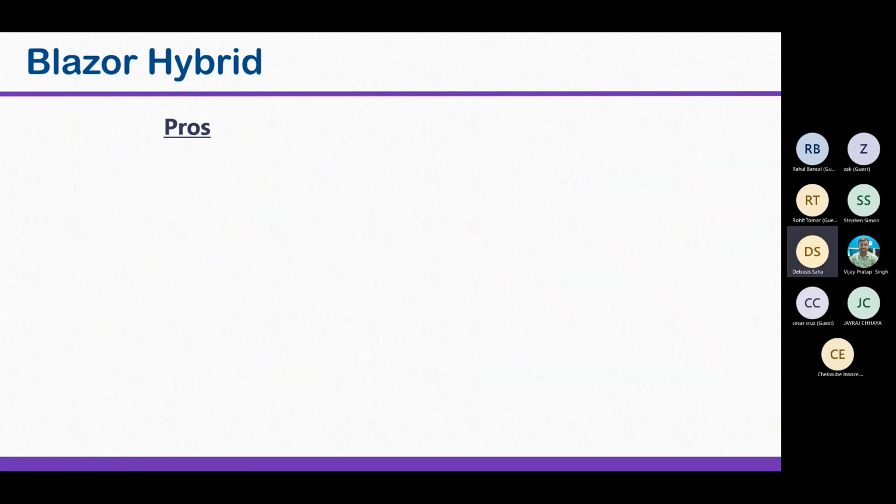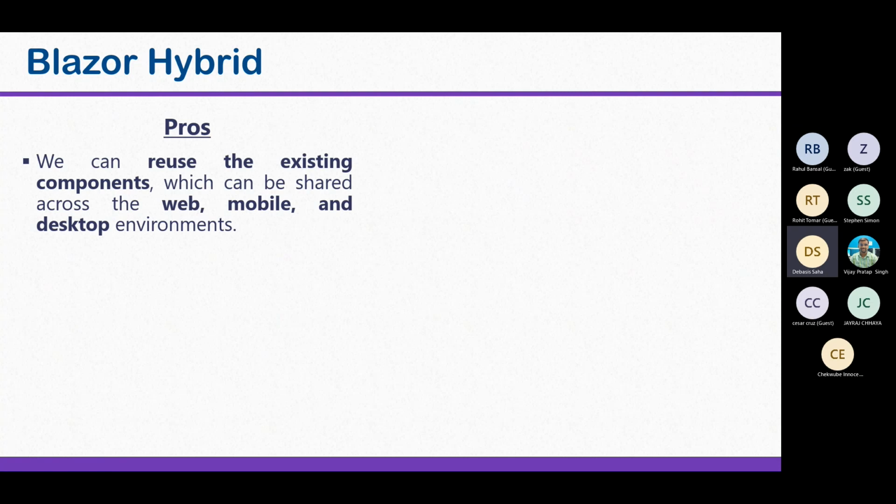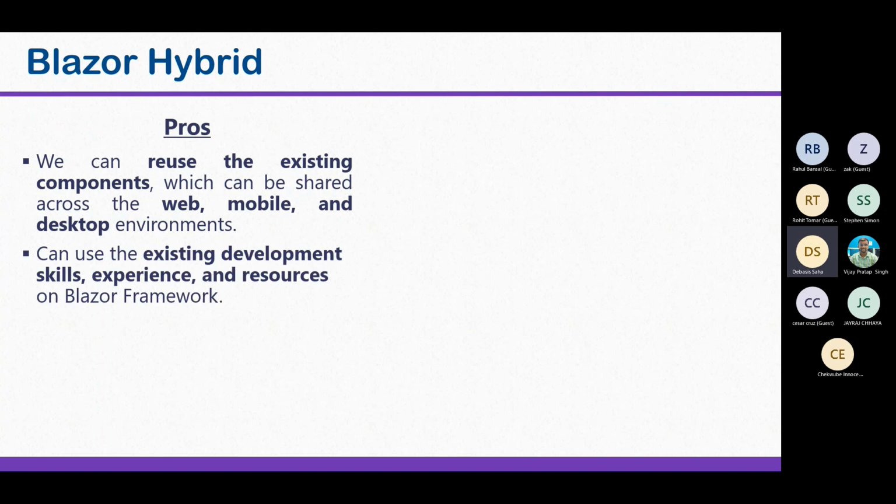The difference, or pro, of this model is that we can reuse the existing components. Suppose we have already developed a web application for a particular product and we want to create that same product for mobile devices. We can reuse the existing components which we developed in the web applications for the mobile or hybrid models also. Whatever components we have defined for any of the hosting models, we can reuse in the other hosting models for all environments.